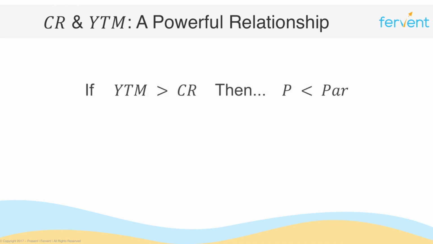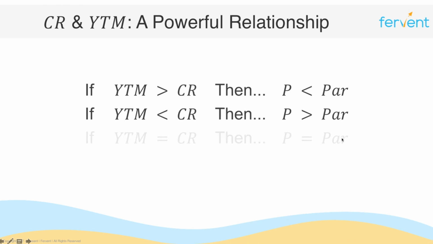If the yield to maturity of a bond is greater than its coupon rate, then the price of the bond will be lesser than the par. In other words, if the yield to maturity is greater than the coupon rate, then the bond will trade at a discount. If, on the other hand, the yield to maturity is lesser than the coupon rate, then the bond will trade at a premium. In other words, the price of the bond will be greater than the par value. And finally, if the yield to maturity is equal to the coupon rate, then the price will be equal to the par, so that the bond trades at par.